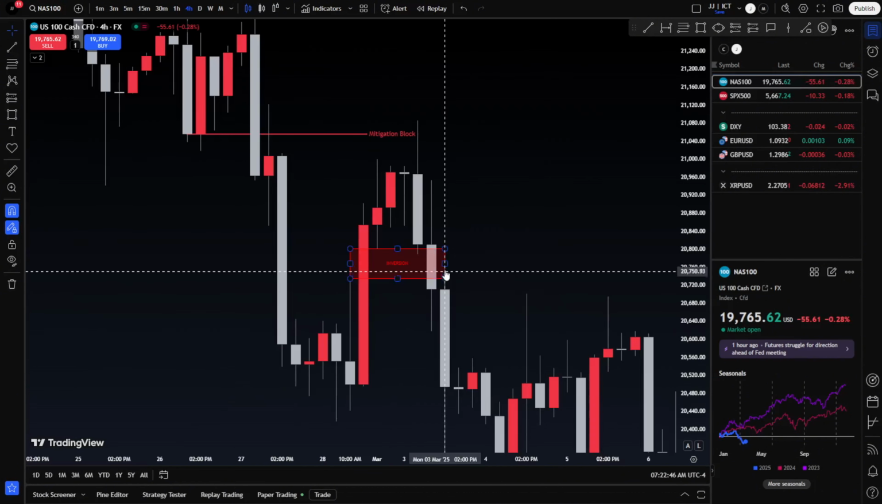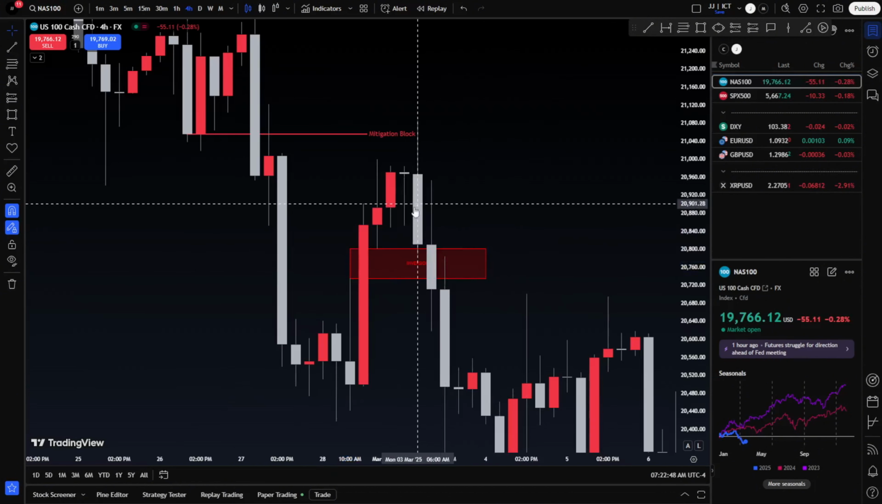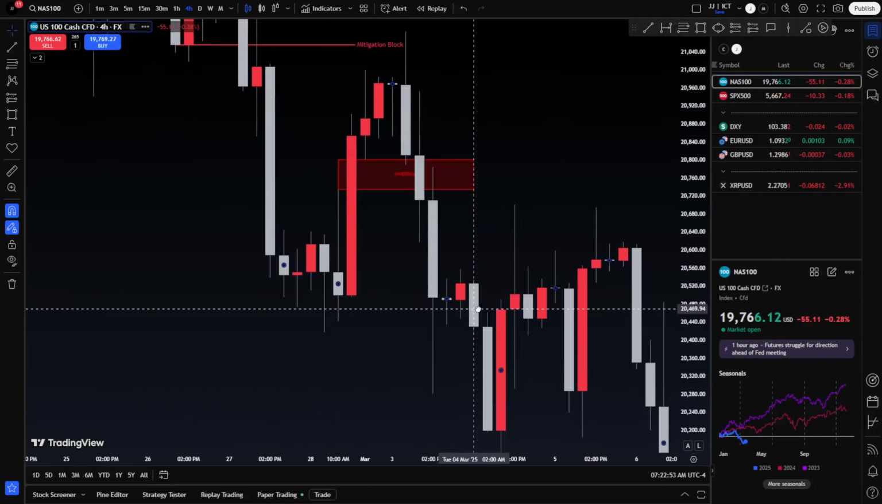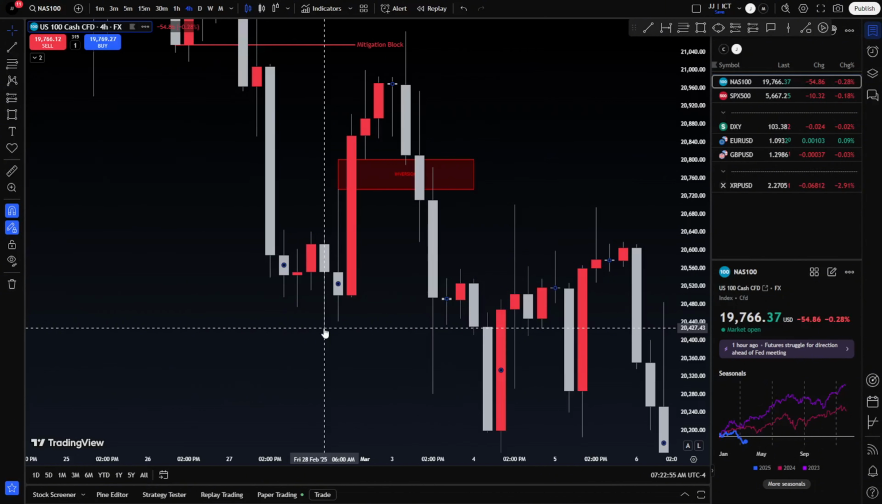That's the inversion. As you can see, I pull this out. Price ran through it, and this candle came back up. That would have been your short, and you could have taken that low. Boom, that would have been your trade. Absolutely amazing. That would have been your trade. Okay.